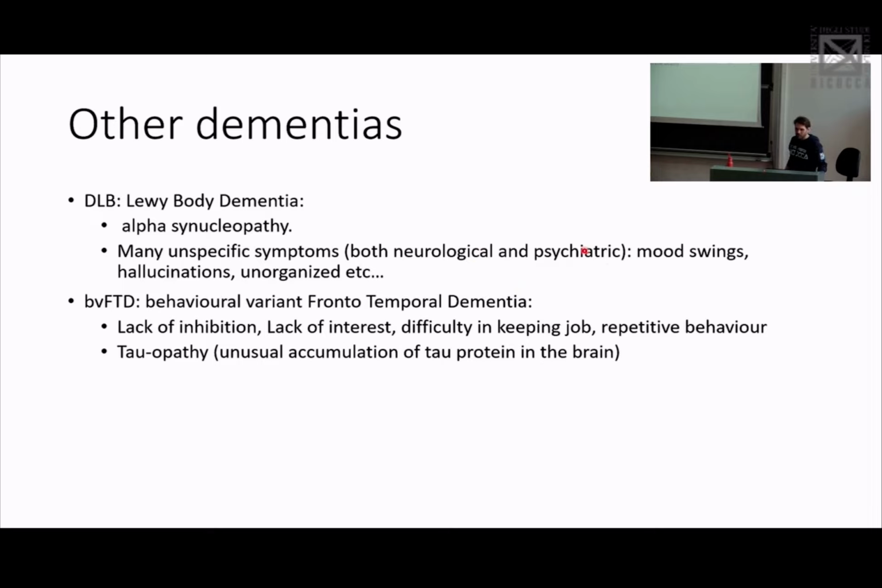Here we have neurological and psychiatric symptoms. It starts with mood swings, hallucinations, starting to be disorganized. That can really be everything. Frontotemporal dementia of the behavioral variant is characterized again by unspecific symptoms. However, this generally progresses pretty fast. It's lack of inhibitions, lack of interest, difficulty in keeping jobs, repetitive behavior, and lack of inhibition can really turn people around in their 70s, giving them really inappropriate behavior, like a church-going lady in a retirement home who completely flips around.